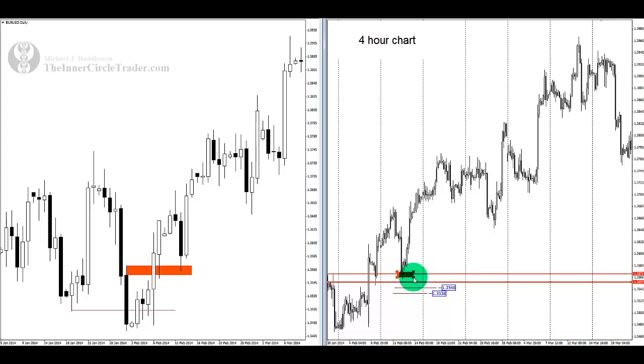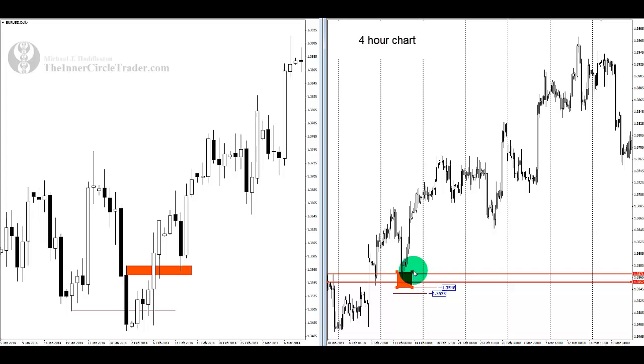Okay, down to your stop here, which would be in this case 26 pips, and down here would be 36 pips. Okay, so if you want to be conservative, your stop could be around 36 pips or 26 pips, allowing for movement because we're looking at a 4-hour chart.